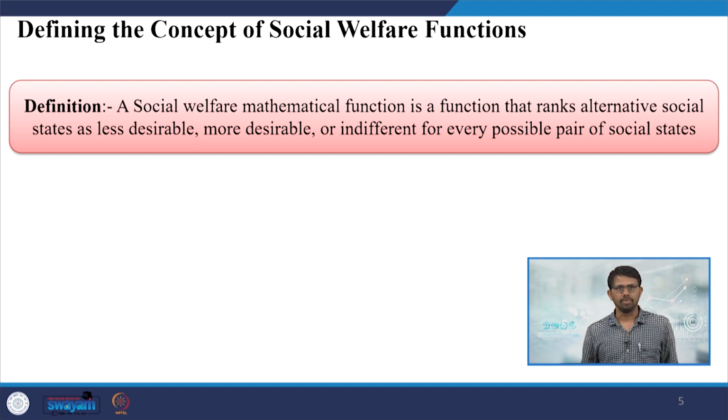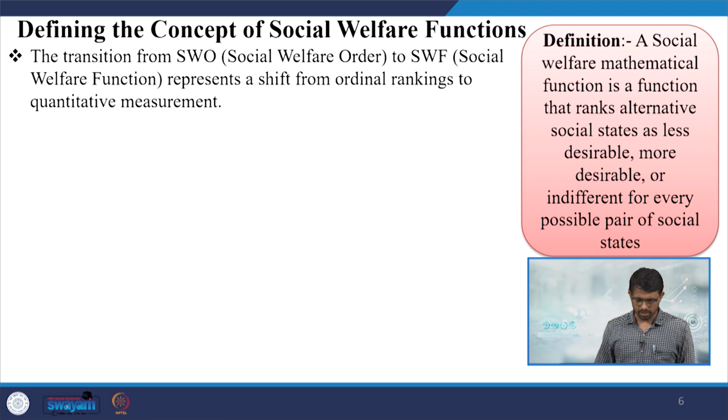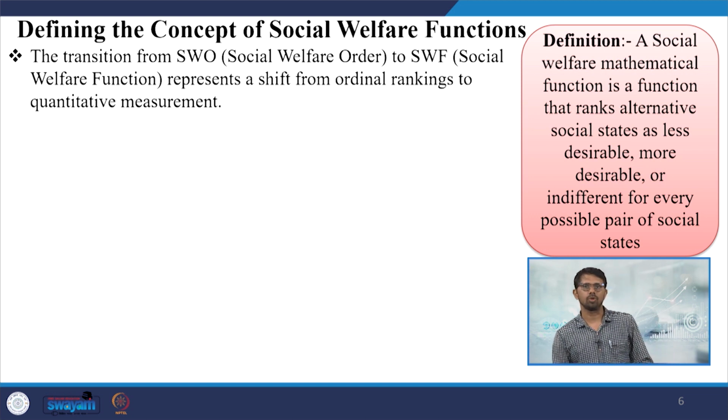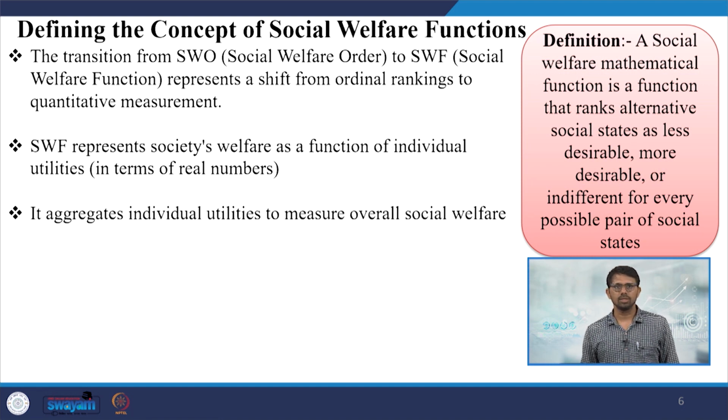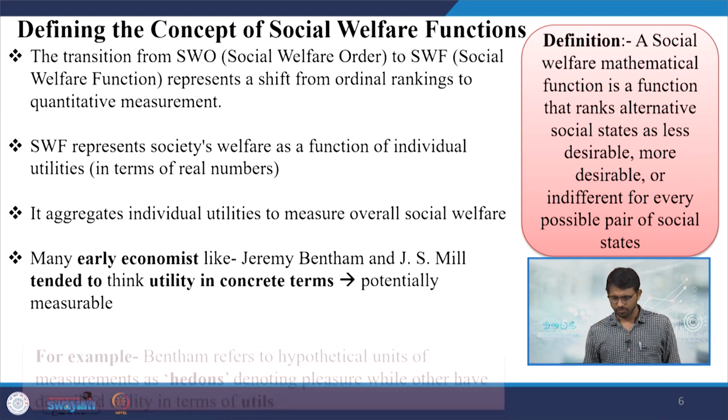A social welfare mathematical function is a function that ranks alternative social states as less desirable, more desirable or indifferent for every possible pair of social states. As we already said, the transition from SWO to SWF, from ordering to the exact function, represents a clear shift from ordinal to quantitative measurement. The social welfare function represents society's welfare as a function of individual utilities in terms of real numbers. It aggregates individual utilities to measure overall social welfare.